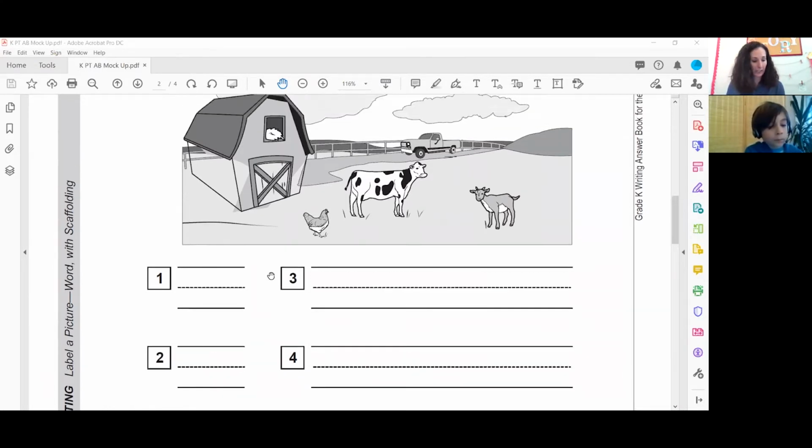Let's get started. I want you to look at the computer so you can see where I'm pointing. Do you see my mouse pointer? It's a white hand right now. You see me wiggling it around? Yeah. Okay, I'm going to point to that so you can see what I'm talking about. Okay, this is a barn. Barn starts with the letter B. Write the letter B where you see my pointer at number 1.